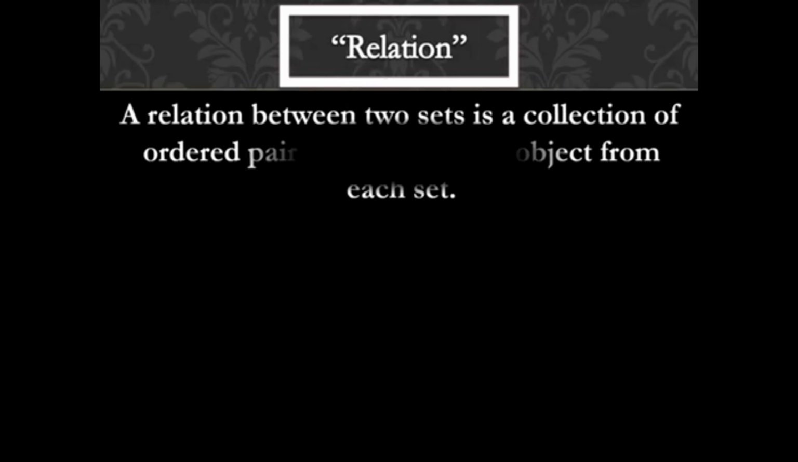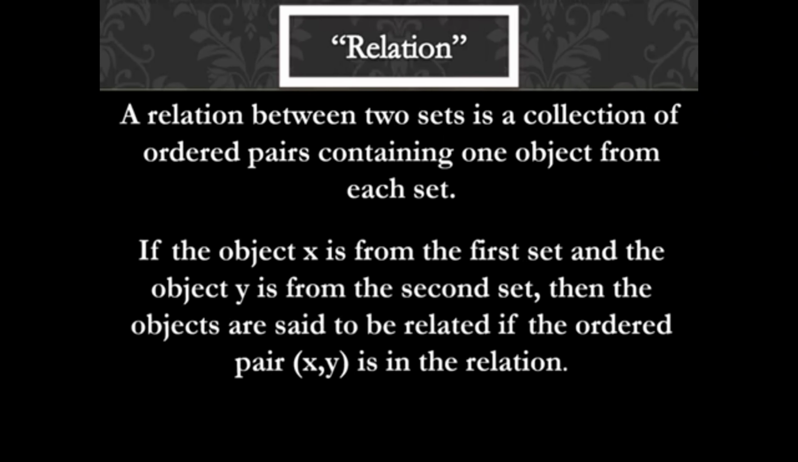So today's video, we're going to discuss relation. A relation between two sets is a collection of ordered pairs containing one object from each set. In other words, if the object X is from the first set and the object Y is from the second set, then the objects are said to be related if the ordered pair XY is in the relation. Okay, so let us continue.